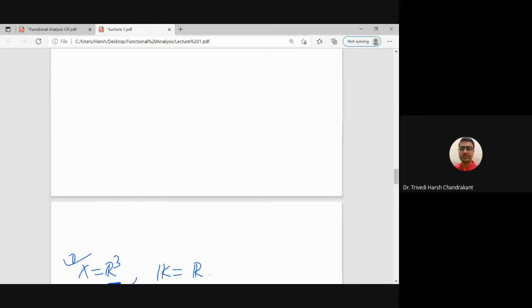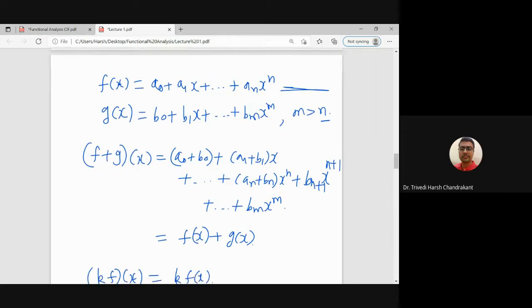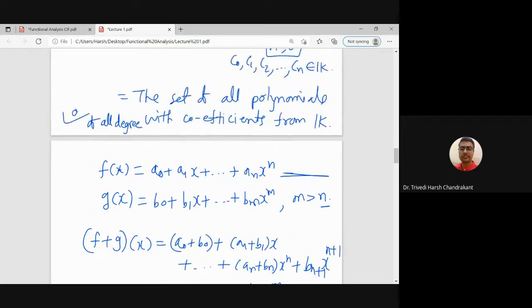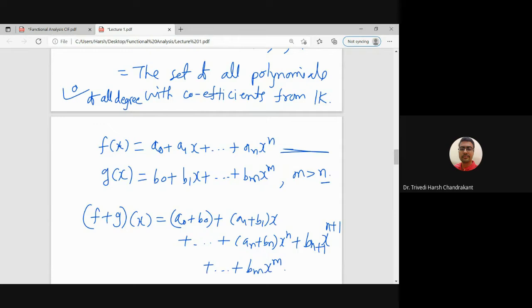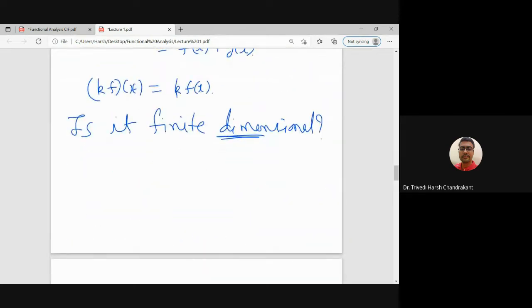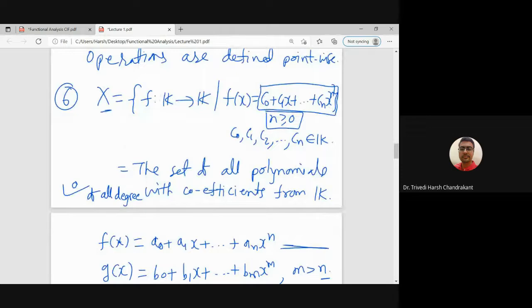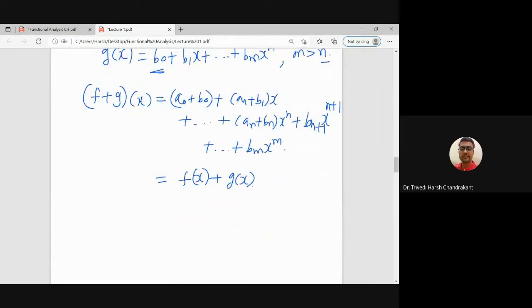This we already know. What about this set? In this set, what will we start with? We will start with the simplest element, that is 1, right? So the singleton set {1} is LI. Of course, the span of 1 is not this set X. X means the set of all polynomials.